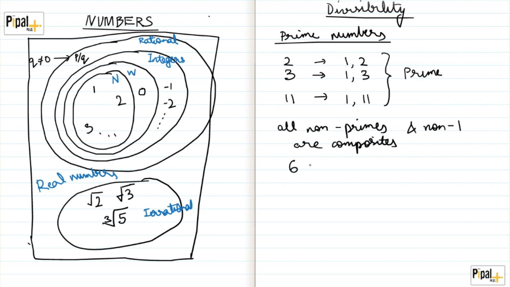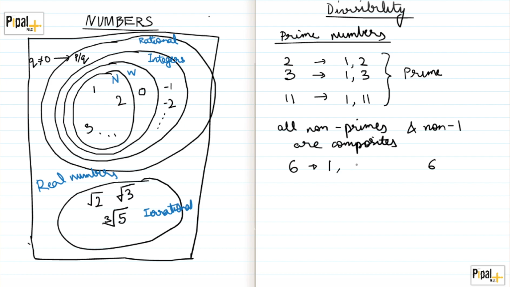The factors of 6 are, so let me just start counting from the left hand side. 1 is a factor of 6 and 1 into something is 6, right? So I write 1 here and I write 6 here. So 1 into 6, this is the first factor pair of 6.